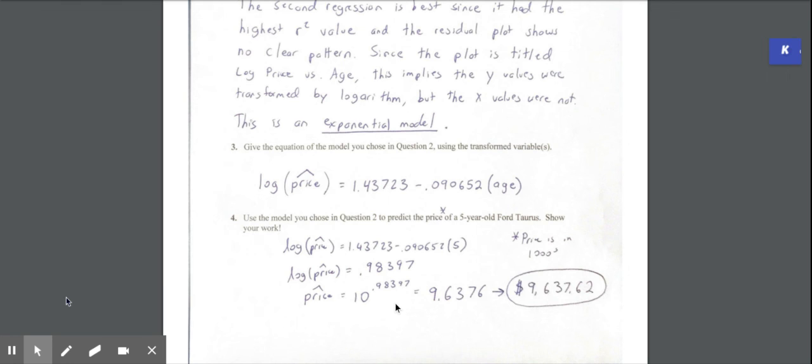When you put this in the calculator, we get 9.6376. This whole time, if you look at the directions at the beginning, the y values were in thousands of dollars, and therefore the total answer is $9,637.62.